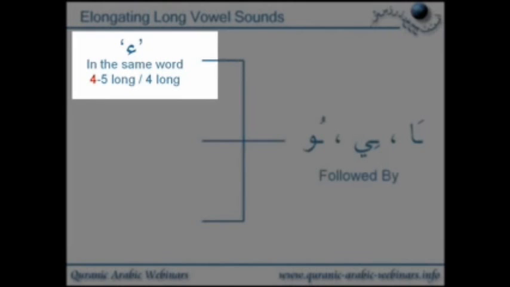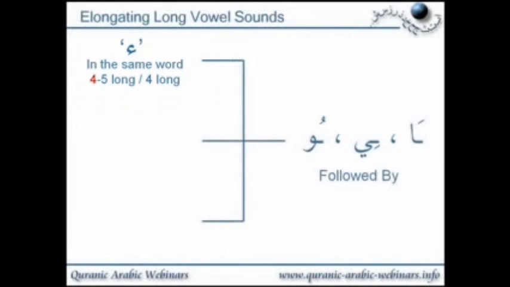Now, the lengths for which these are stretched will vary depending which book you look at, who you learn from. So I've put the most common ones. If you get a lot of the color-coded Tajweed Qurans, it will say 4 to 5 long, and some other books will say 4 long. So to be safe, if you go for the 4 long in length, so we're going to pronounce it 4 times long instead of 2, then you're safe.